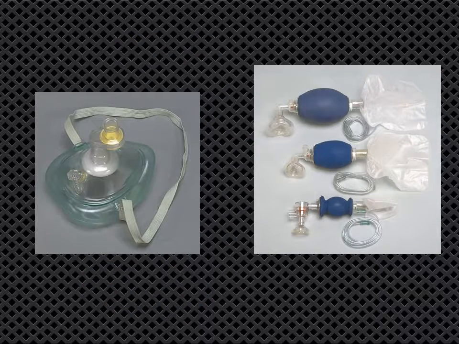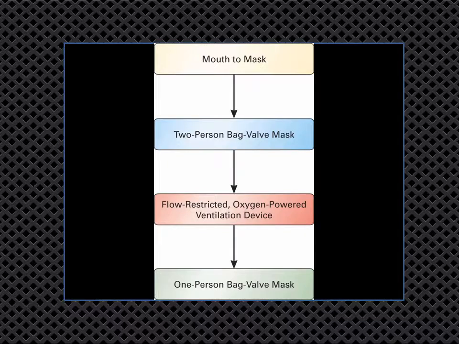The other devices that we have, other than CPAP, are the pocket mask and, of course, the BVMs. They have a hierarchy of what is preferred for ventilating a patient. Other than CPAP, obviously CPAP would be preferred because the patient controls it. It's just adding a little pressure to help the patient.